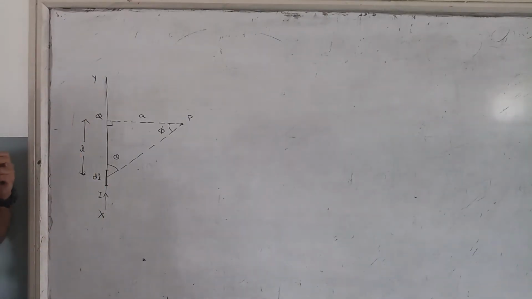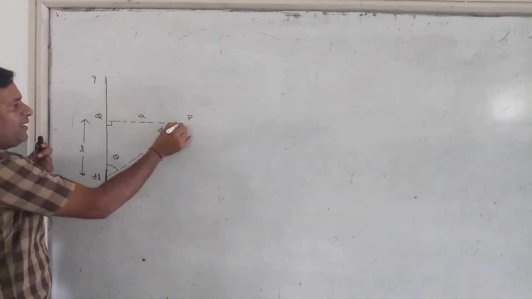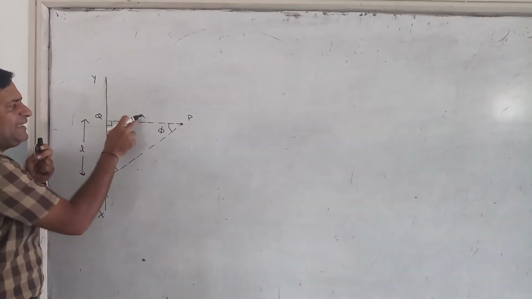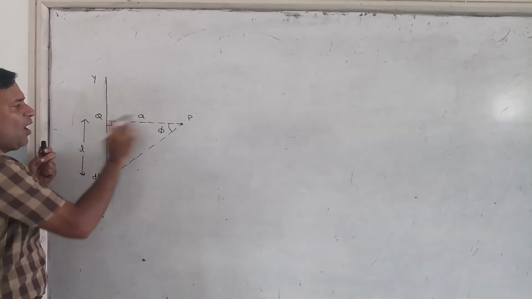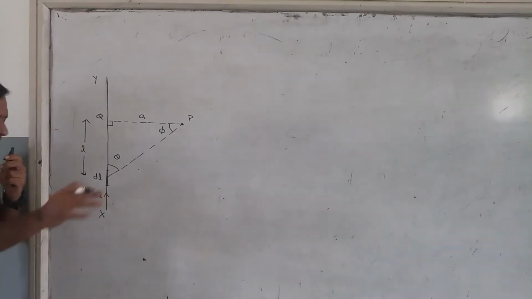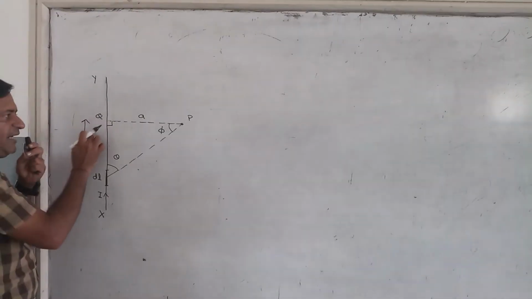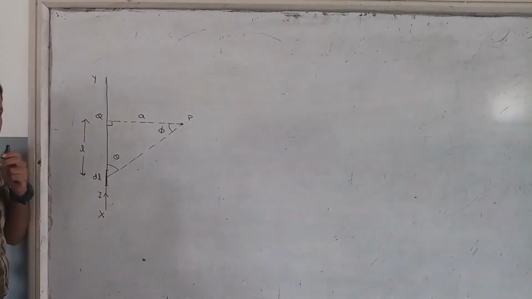Okay, what is to be done? We have to find the magnetic field at point P. The point P is at a distance a from the conductor. The conductor is XY, the point is P, and the distance between the conductor and the point is a.